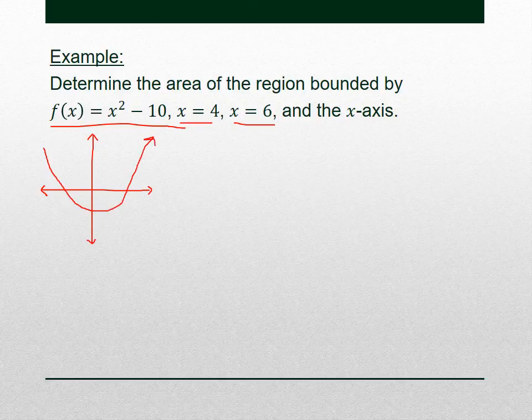So this graph is f of x is x squared minus 10. So what does that look like? Well, it looks something like this. And you can double check this on your calculator, of course. And let's say 4 is right here and 6 is right here. Right, so the area of the region bounded by this graph and the two lines x equals 4, x equals 6, or the three lines, and also the x-axis, is this area right here.